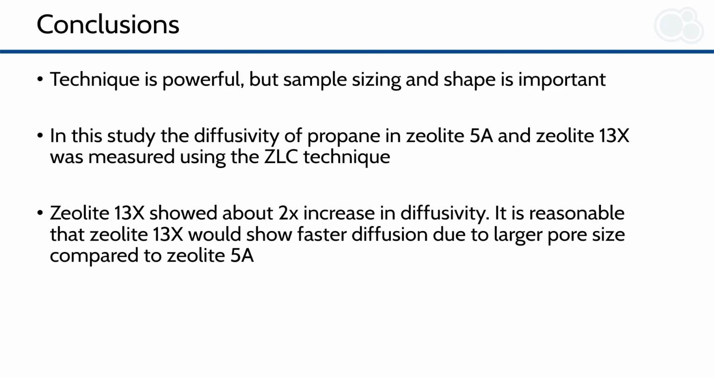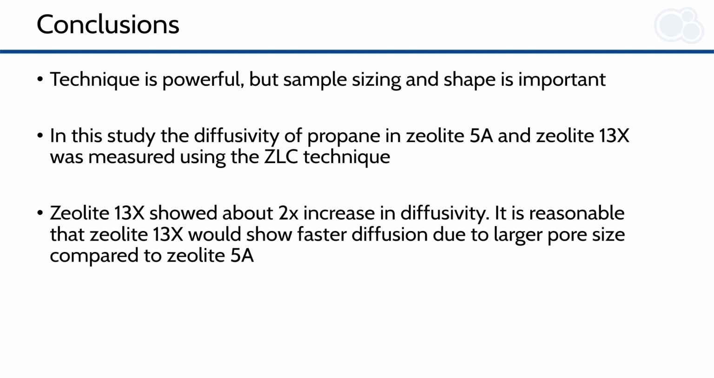So in conclusion, the ZLC technique is very powerful and gives you a lot of valuable kinetic information, looking at the diffusivities of some sort of adsorbing gas in your sample. Sample sizing is very important, and having the minimum sample quantity, or as close as you can get to that 0 column length while still being able to obtain reasonable adsorption and desorption data, is important. Additionally, shape is very important. So the samples I shared today are very small formed pellets. However, the math gets a lot more complex if you move to coordinates outside of those spherical pellets.